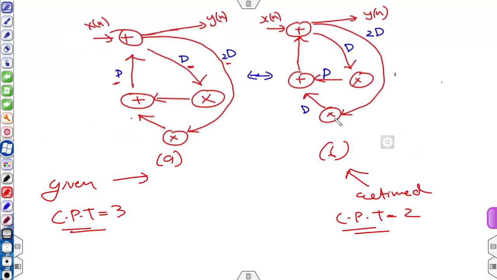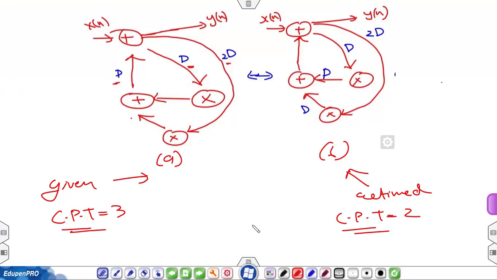So you can compare these two graphs. I will start with this graph, and my aim is to retime this graph to this one. Okay, and the critical path time of this graph is 3 and this graph is 2 if Tm is 2 unit time and Ta is 1 unit time. You can compare these two graphs. The only difference is the weight of the edges. Okay, the weights of the edges are different, the remaining things are the same.